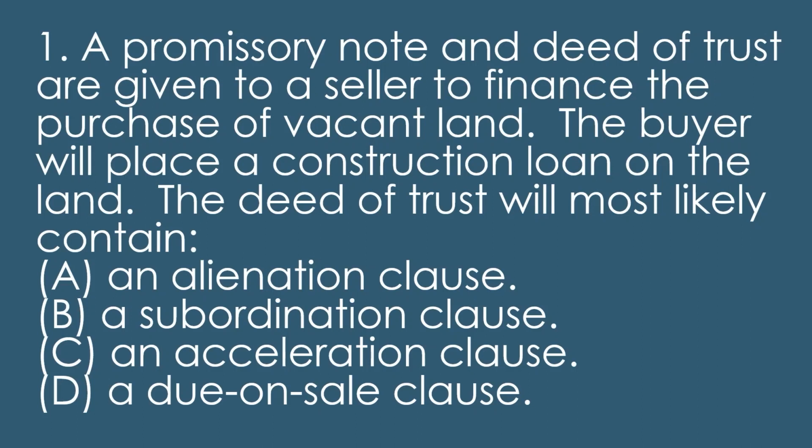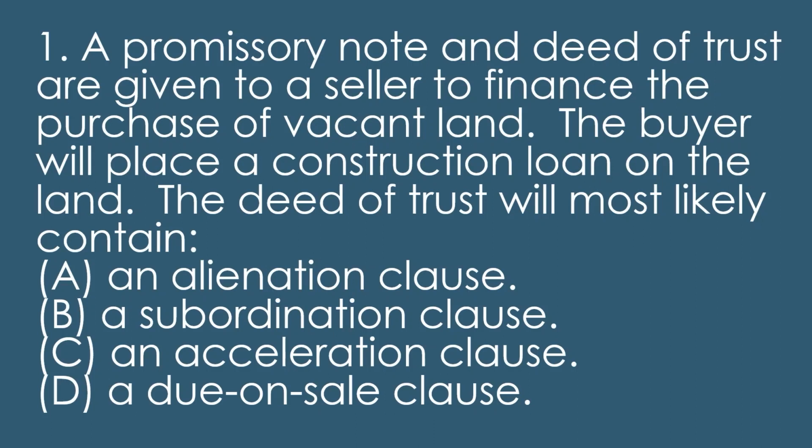And so the buyer will then purchase the vacant land. The seller will be the lender. So it's a seller carry with that promissory note and deed of trust. The buyer will then add a construction loan on the land. So this construction loan is what the buyer will get after the land has been purchased through a seller carryback loan. And they want to know what the deed of trust will most likely contain. And they're talking about the deed of trust actually with the seller carry loan. So we're actually talking about the one that is given to the seller to finance the purchase of vacant land. We're talking about that deed of trust.